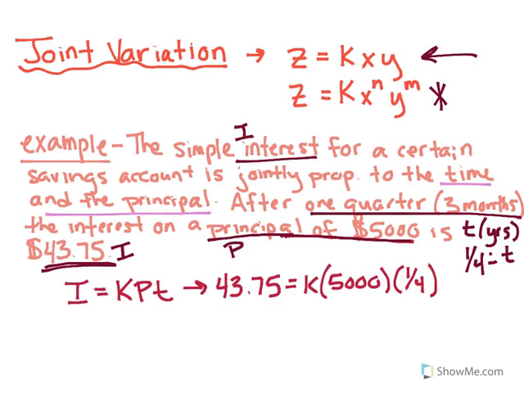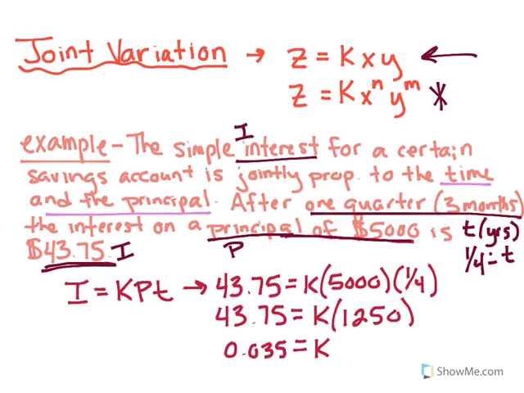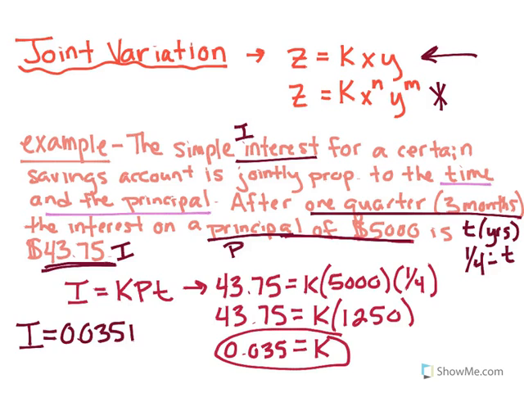just like so. So what we're going to do first to solve for k is take 1/4 of 5,000, and I get 1,250. And now to solve for k, I'm going to divide both sides by that value, which gives me that k is equal to 0.035. So my ending equation is going to be I equals 0.035 times P times T.